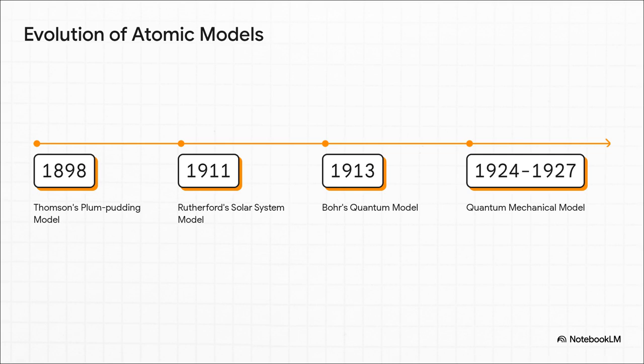But just over a decade later, in 1911, Ernest Rutherford completely upended that with his solar system model. By 1913, Niels Bohr came along and refined the math with his quantum model, which actually held strong until the super-complex quantum mechanical atom model emerged between 1924 and 1927. Today, though, we are focusing heavily on that critical leap from Rutherford to Bohr.